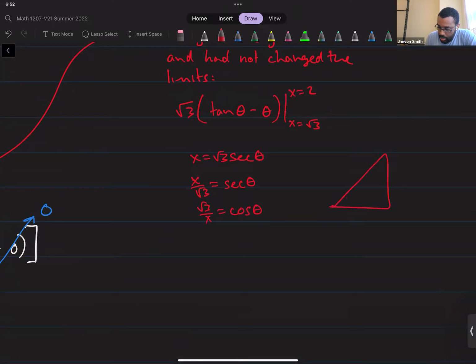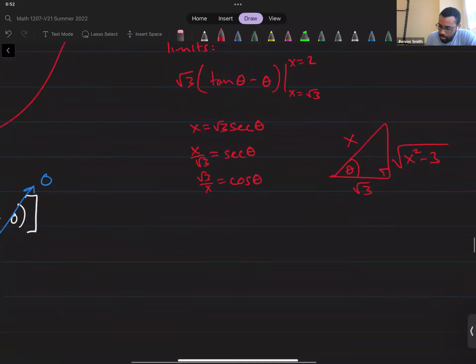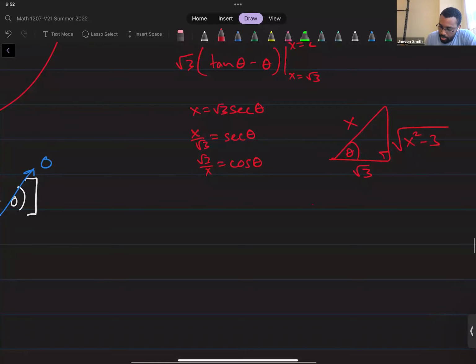So then I can set up this triangle. Cosine is adjacent over hypotenuse. This is going to be your square root of x squared minus 3. Then now I'm going to have to figure out that the tangent then is going to be opposite over adjacent.